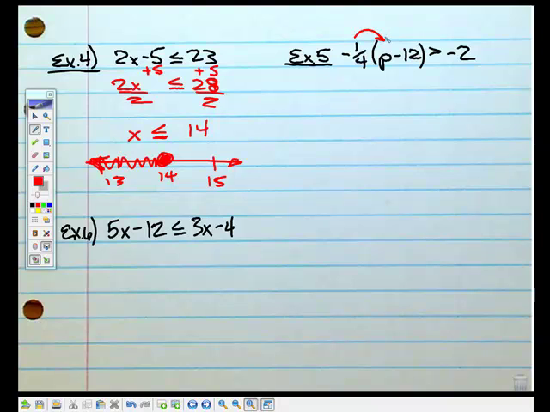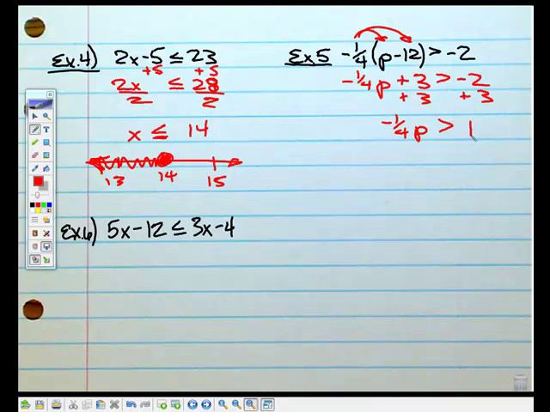Solving this one, I need to distribute, and I will get negative 1/4 p. The negative times a negative will give me a positive. 1/4 times 12 is 3, is greater than negative 2. If I add the 3 on, I get that negative 1/4 p will be greater than 1.